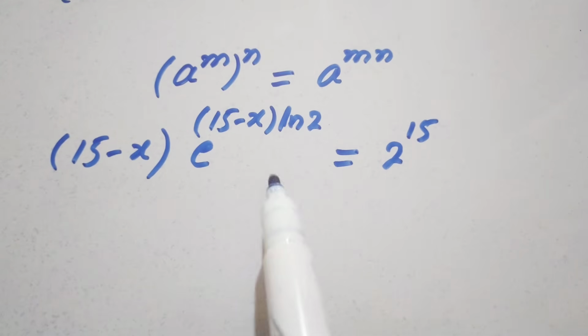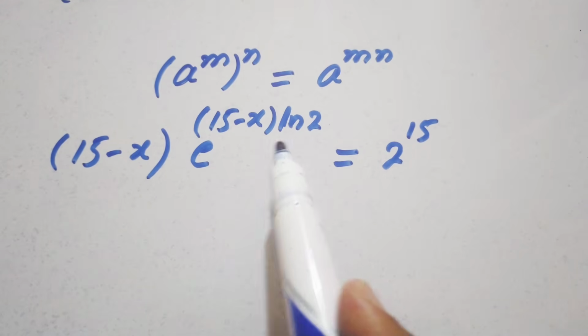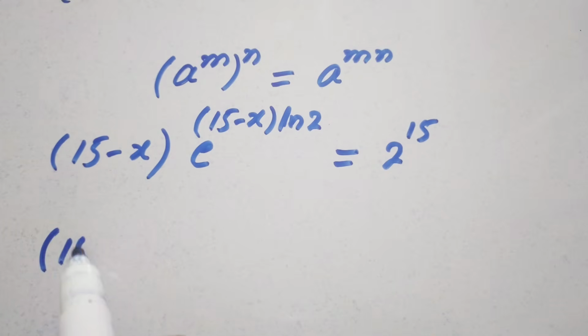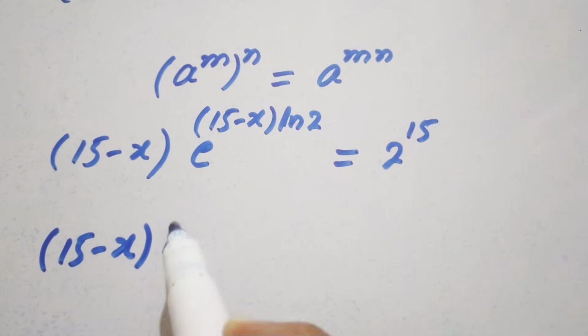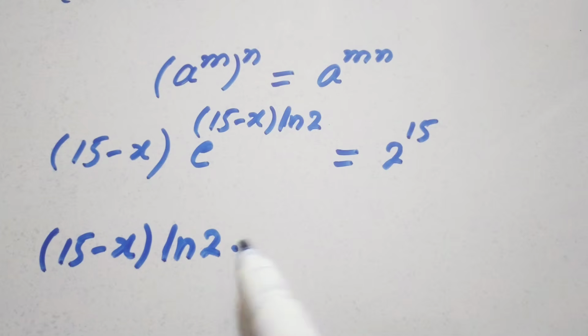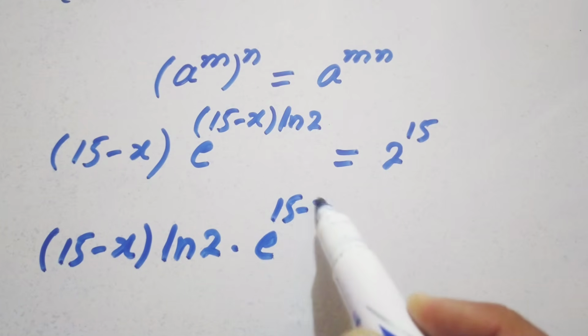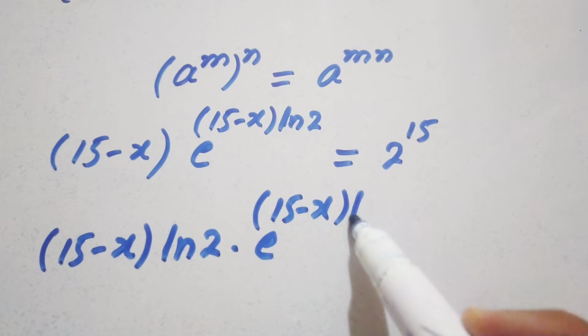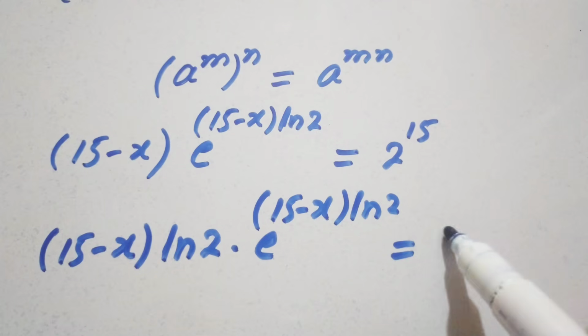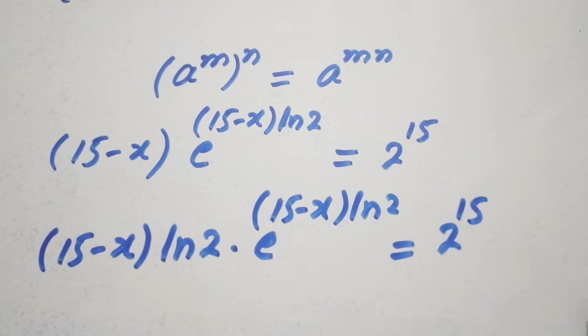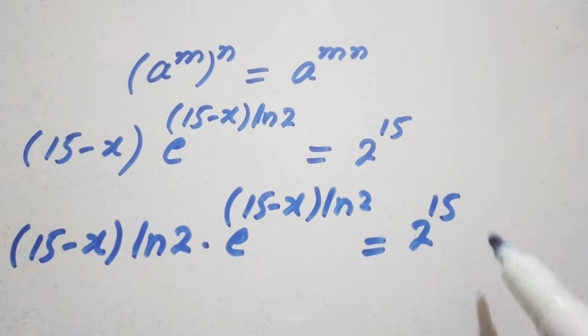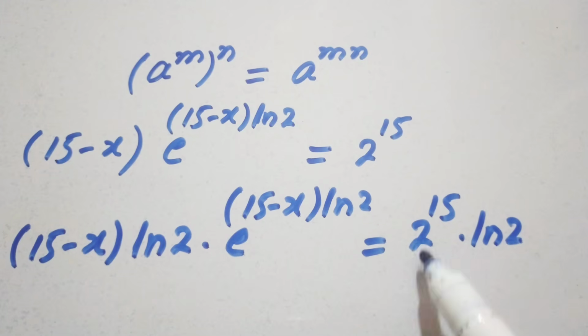Now multiplying both sides by natural log of 2. So this will become 15 minus x into natural log of 2, e power 15 minus x into natural log of 2. This is equal to 2 power 15, and by multiplying both sides by natural log of 2, this will become 2 power 15 into natural log of 2.